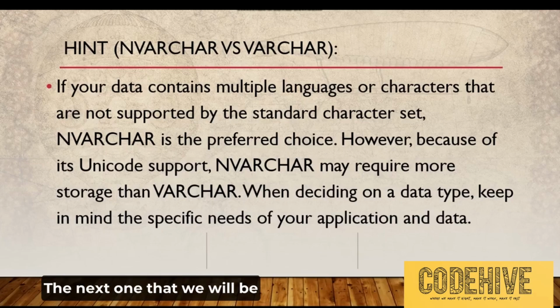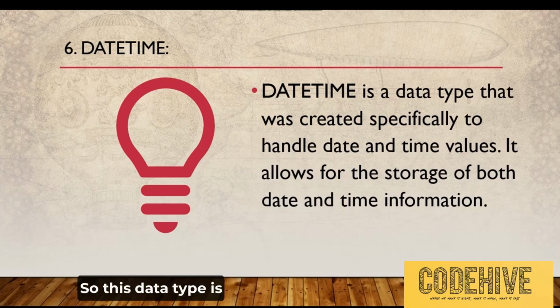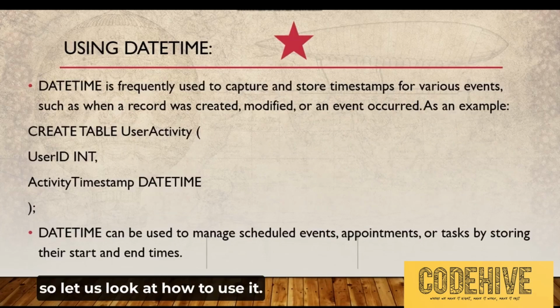So the next one that we will be looking at is your date time. In the previous video on data types, part 1, we looked at the date data type. So now we are looking at the date time data type. This data type is specifically used for dealing with date and time values. So it allows for the storage of both date as well as time information. So unlike the previous one, which just deals with date. Okay, so let us look at how to use it.